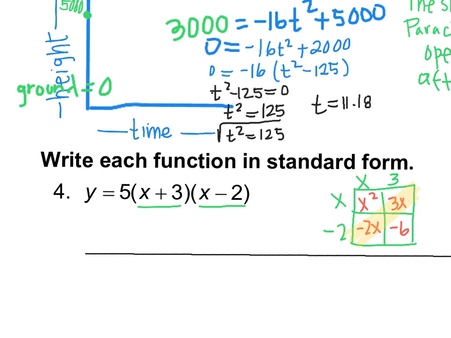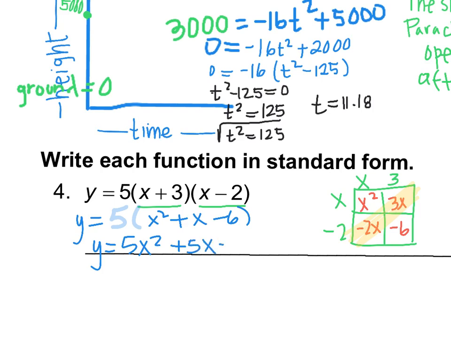So I can replace the whole green factors with the result from my Punnett square, which is x squared plus 1x minus 6. Now I need to distribute my 5, so I'm going to end up with y equals 5x squared plus 5x minus 30. And that's standard form.